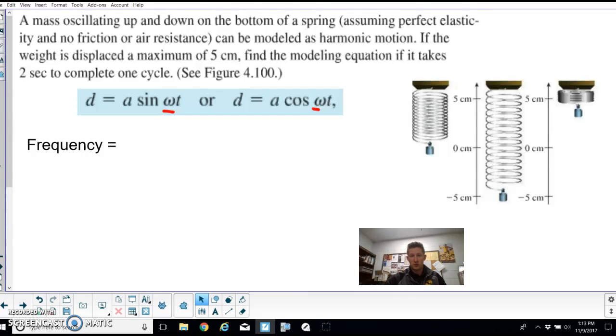All right, last one as we're looking at solving trig word problems. A mass oscillating up and down on the bottom of a spring, assuming perfect elasticity and no friction or air resistance, can be modeled as harmonic motion. Now, keep this in mind.